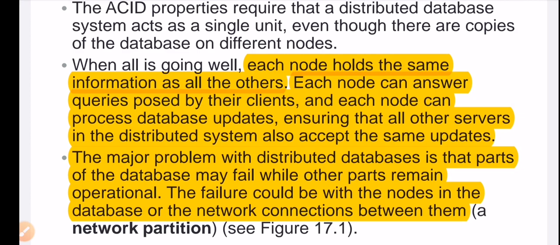The major problem with distributed databases is that parts of the database may fail while other parts remain operational. The failure could be with the nodes in the database or the network connection between them. In this case, we don't guarantee the atomicity if one node fails or the network fails, or we have a network partition. In this session, we are focusing on network connection failures, or network partitions, and not node failure.